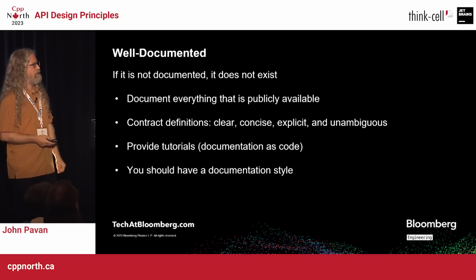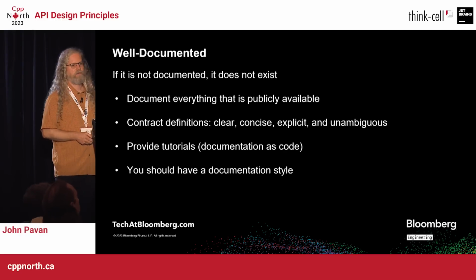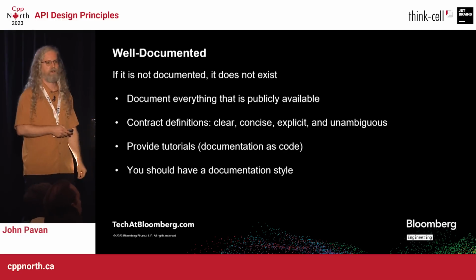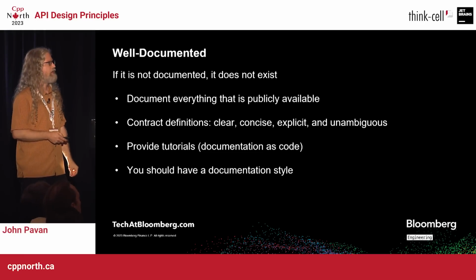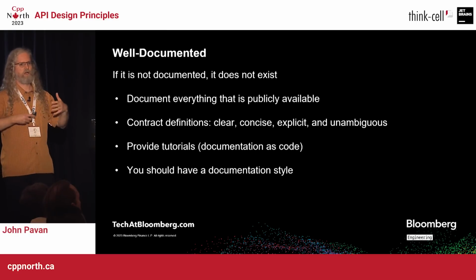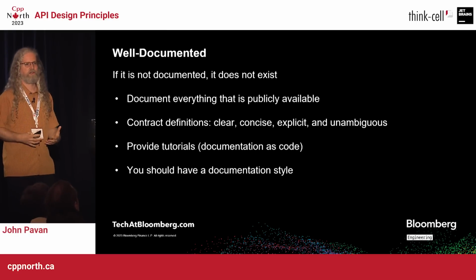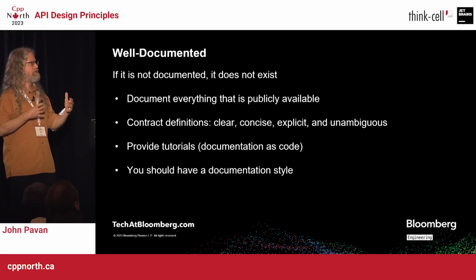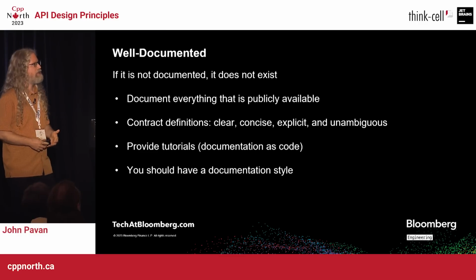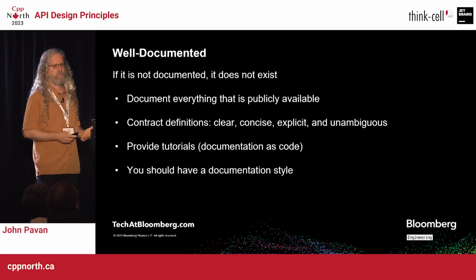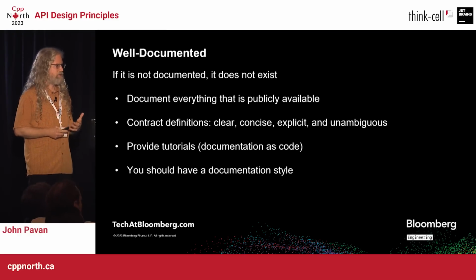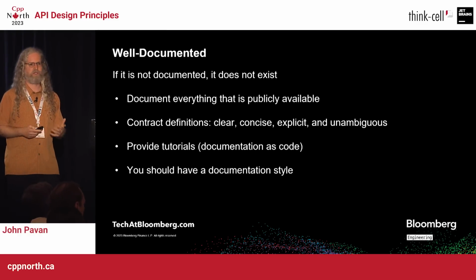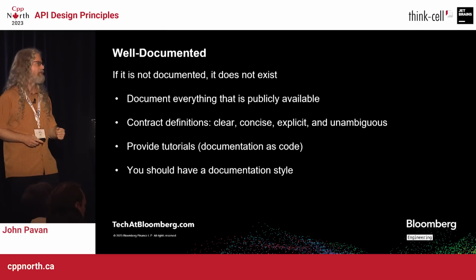You want to make sure that your API is well documented. Functionally, if something is not documented, it doesn't exist for people that are trying to use a library, at least for the first time. This is the place where, when you start off with user-oriented design, you can take all of that initial work and use it to start your documentation. So you want to document everything that is publicly available. You want to have clear, concise, explicit, and unambiguous contract definitions. Again, think a little bit like a lawyer.